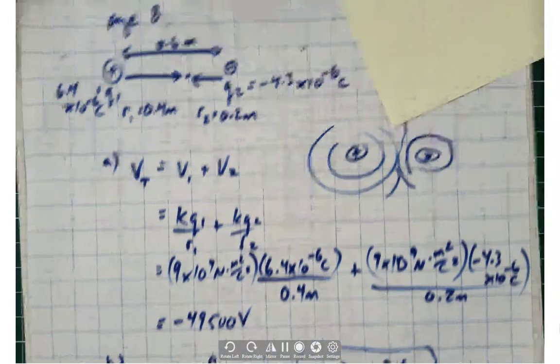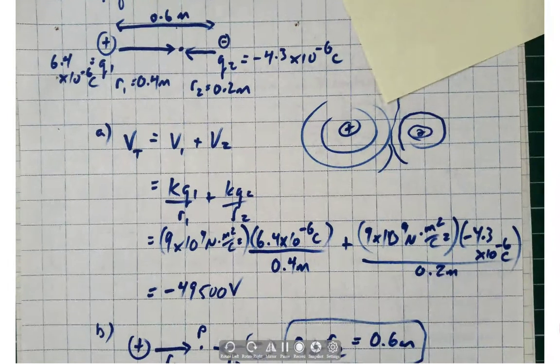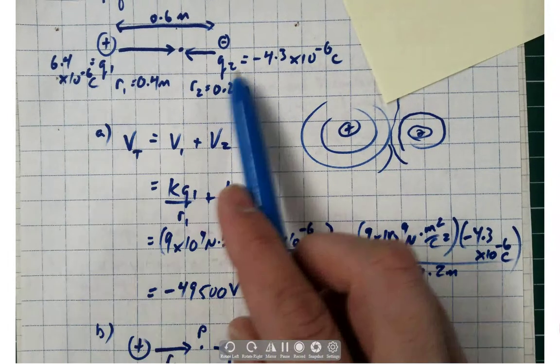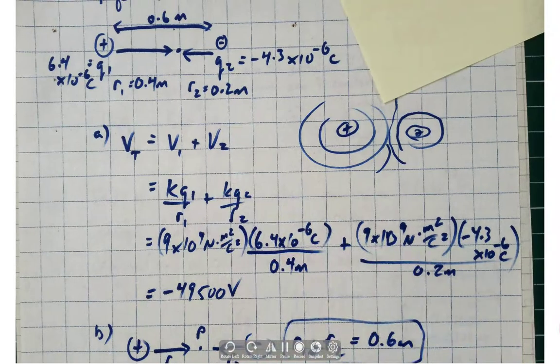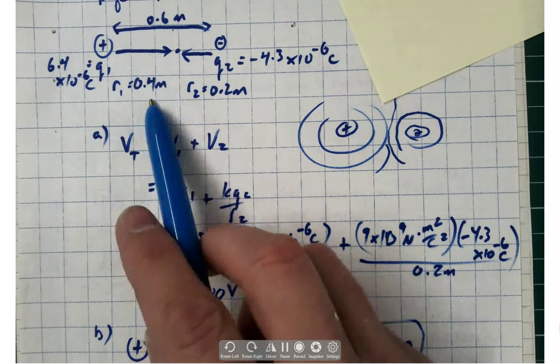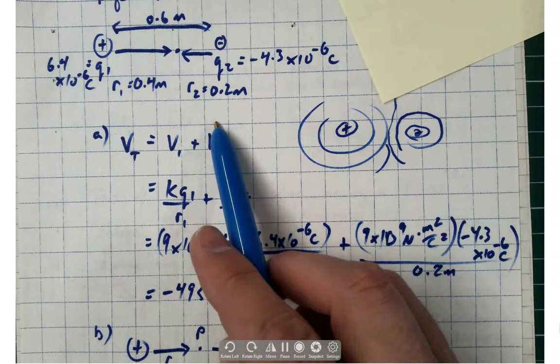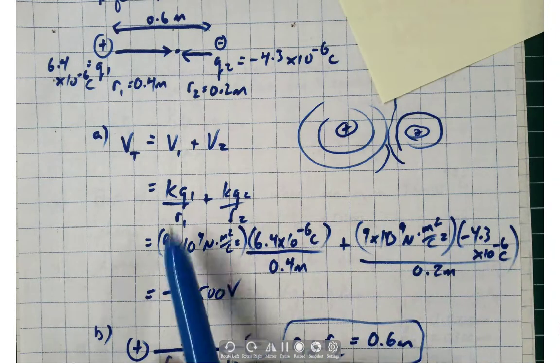Just to recap something that we finished with last day, which was a try this question. The try this question had a positive charge and a negative charge that were a certain distance away from each other, 0.6 meters away. And there was a test point that was 0.4 meters from the first charge and 0.2 meters from the second charge. And you were asked to figure out what the electric potential was at the point in between.